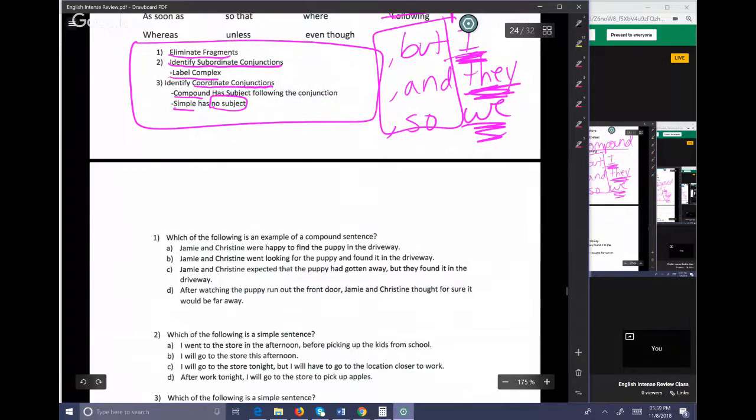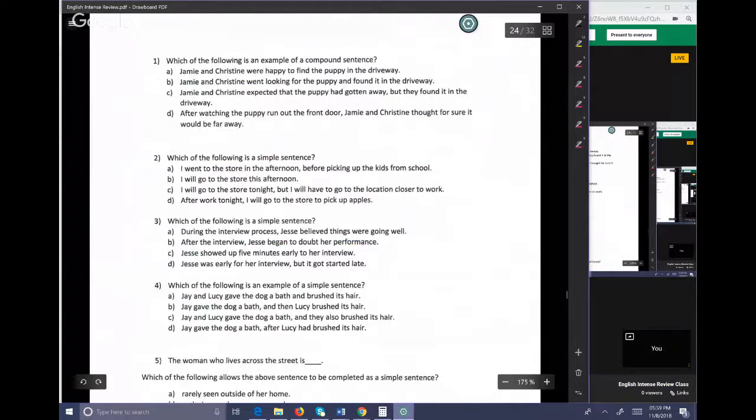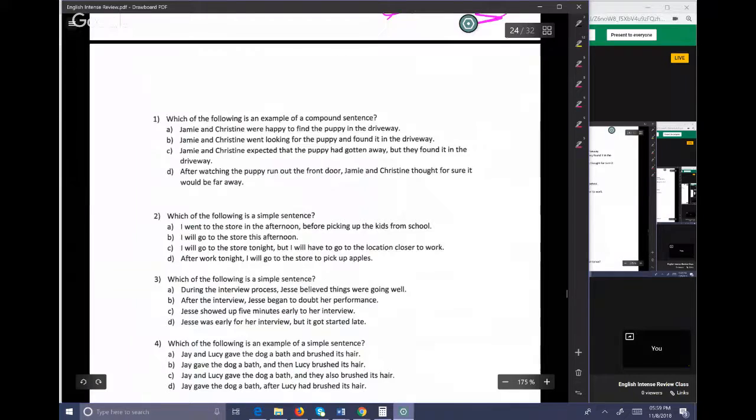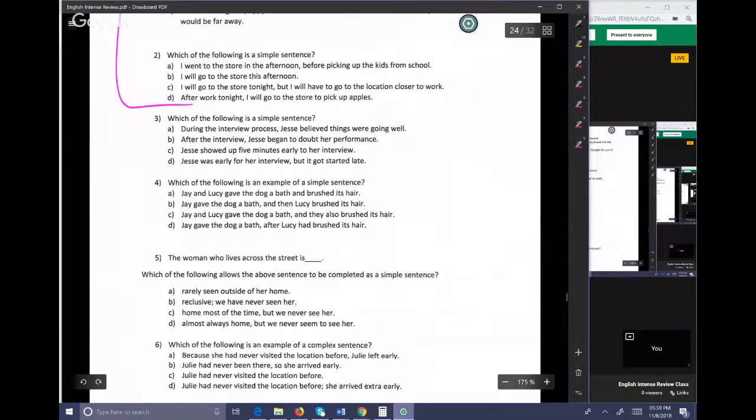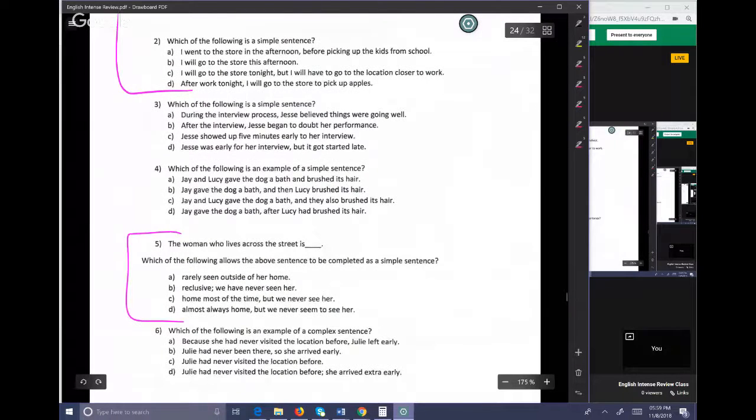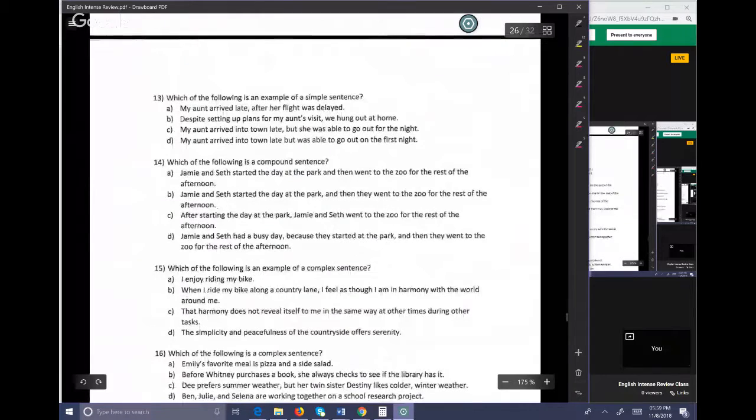So let's look at a couple of examples because we know what our steps are. Let's look at the first one. I have a couple of examples pointed out that I want to do. I do want you to use your process, so go ahead and pause, and I want you to do number 1 and 2, number 5, and then number 13 and 14, which is a few pages up.